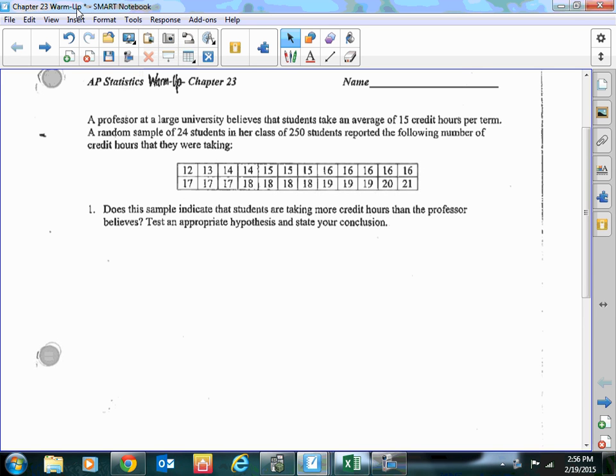Do this chapter 23 warm-up quickly. And so here we go. Mu, this is about the professor's class at a large university. And so I personally think it's unclear if we are generalizing to all the students at the university or just her students. So I'm going to go as if we are generalizing to the average credit hours for all of this professor's students. Okay, so I'm going to go with that.